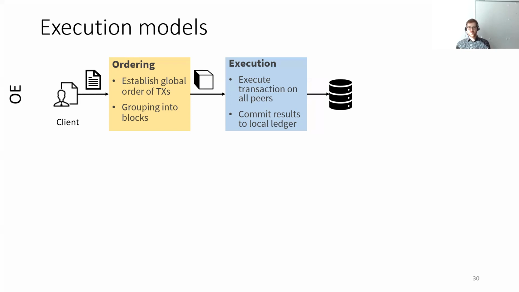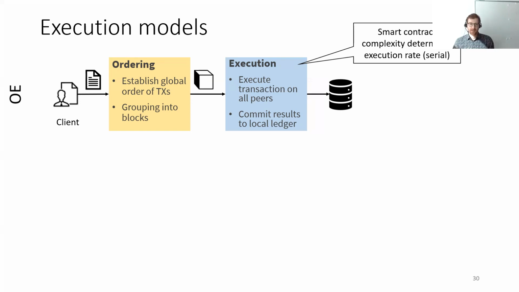So in database terms, you can think of this as active replication, where every single node will execute the same operations in the same order. Now, one of the drawbacks is that the complexity of the smart contract that you wrote will determine the execution rate, because even though you could, in principle, parallelize some of these executions, you have to be careful, as I said, not to introduce nondeterminism. And this typically means that they are executing in serial. So if your smart contract would, for instance, do some very, very complicated operations, then every other smart contract behind it, waiting to be executed, will be delayed.